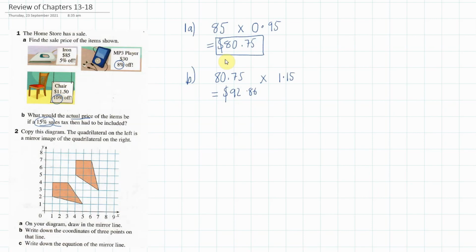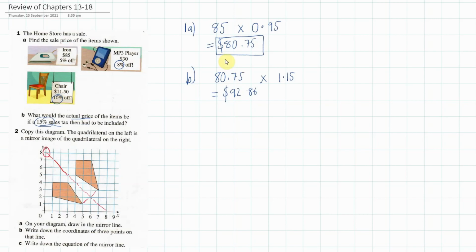Now the next one, number 2, we've got to copy this diagram into our books, and we see that there's a mirror image, and we've got to draw in the mirror line. Now I hope that you can see that the mirror line is running this way, and you can see that they're equal distance from these points. So I think that's our mirror line, and if we continue it on, it's going to go up here.